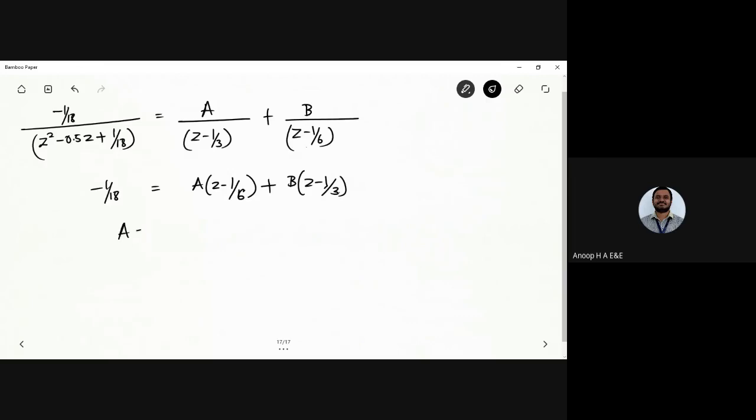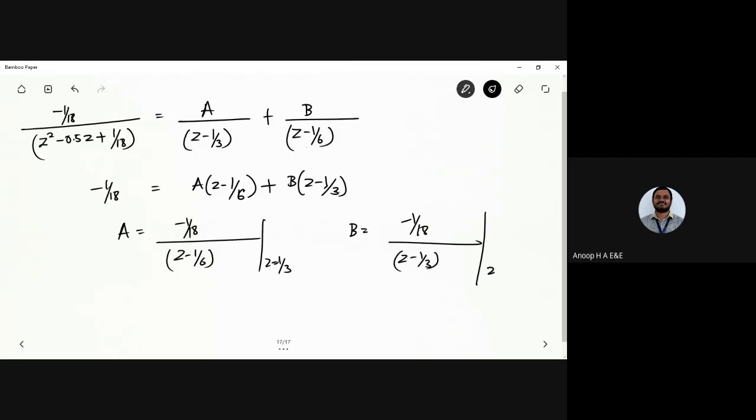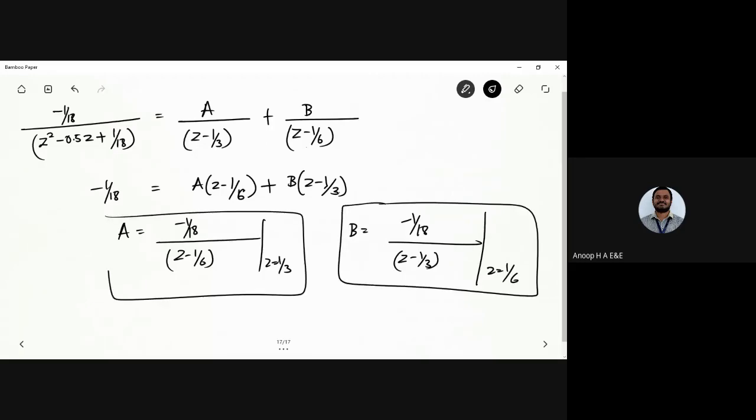Okay, so in order to find out a, what you would like to do is take minus 1 by 18 divided by z minus 1 by 6, with z equals 1 by 3. Then for b, minus 1 by 18 divided by z minus 1 by 3, and you will be taking z equals 1 by 6. Okay, so this is what you are going to do.